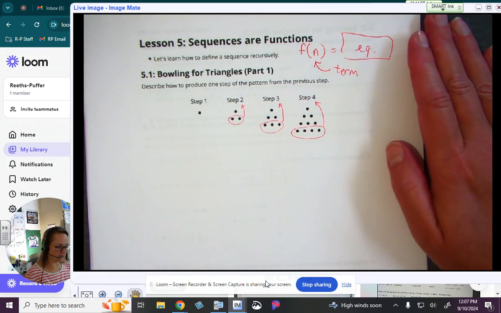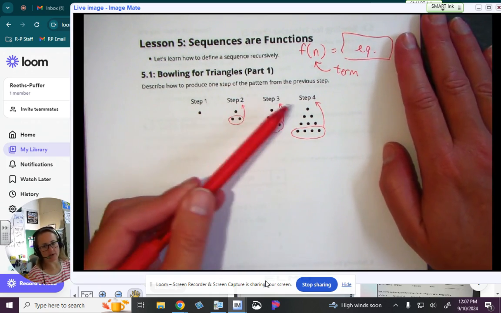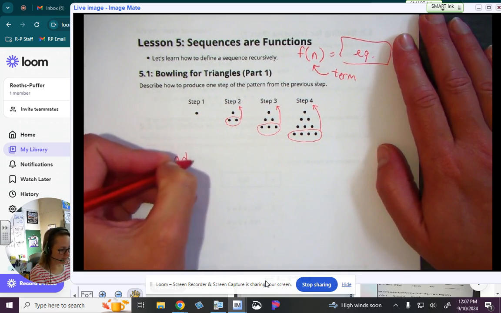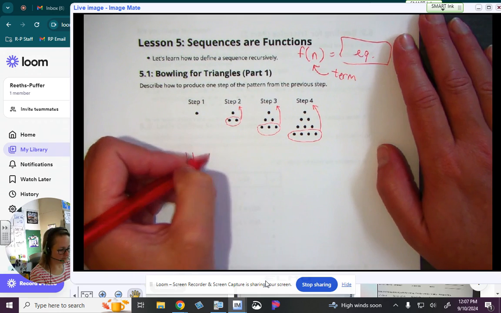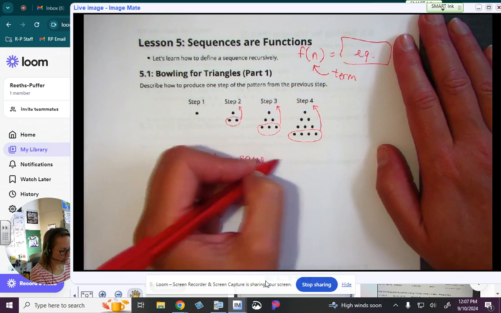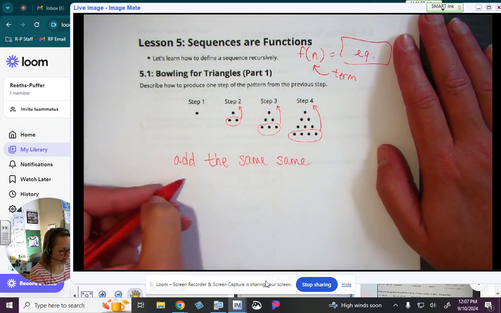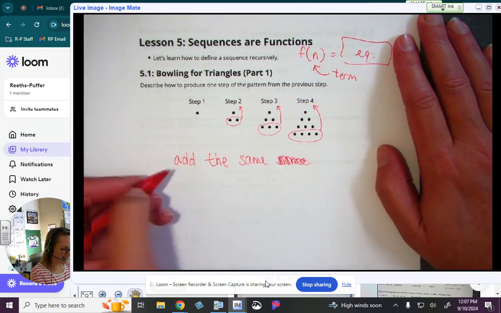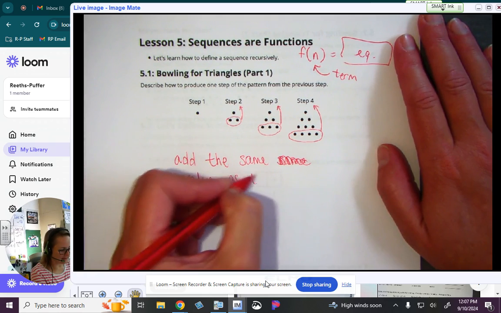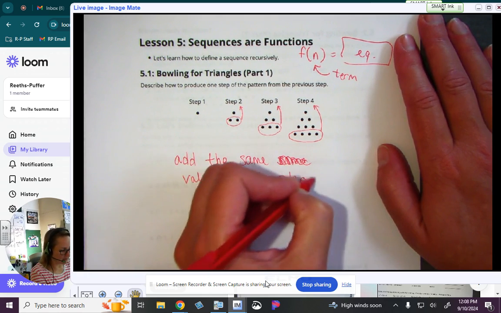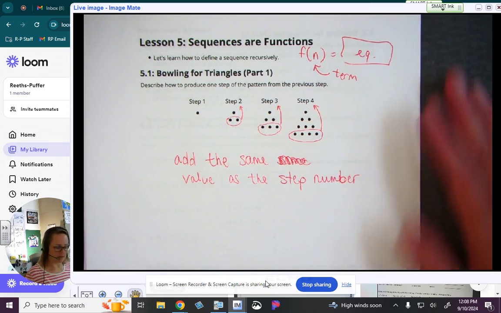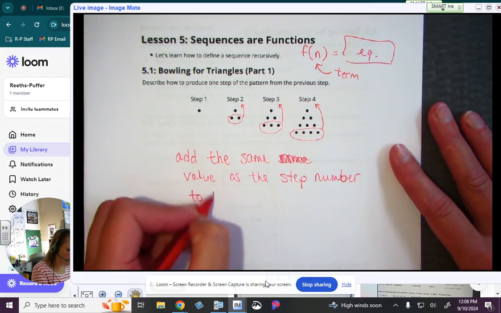So if I were to describe how to produce one step of the pattern based on the previous step, I would add the same number as the step number. Oops, that's funny. I would add the same value as the step number to the previous step.